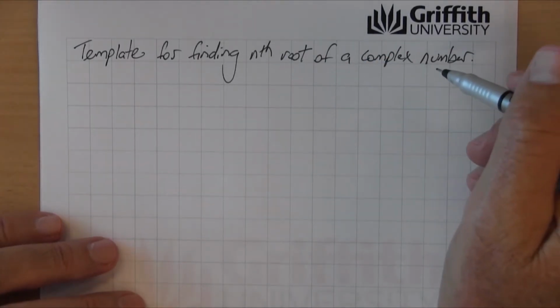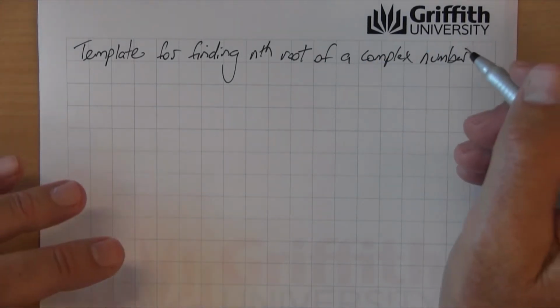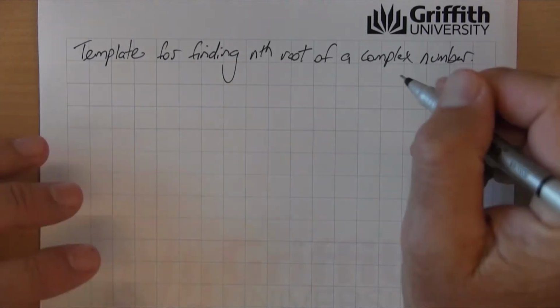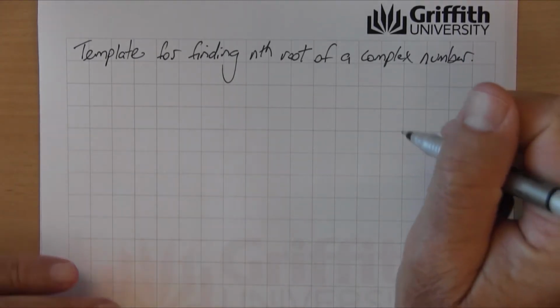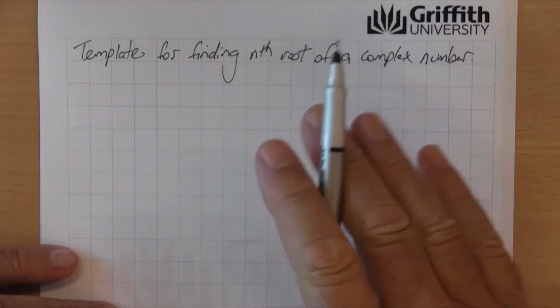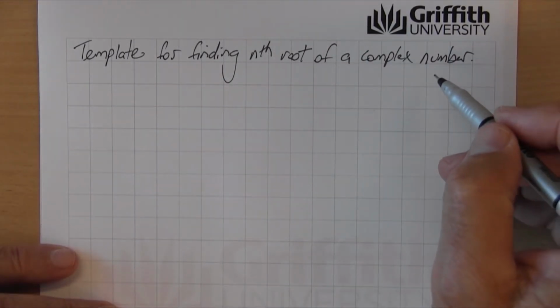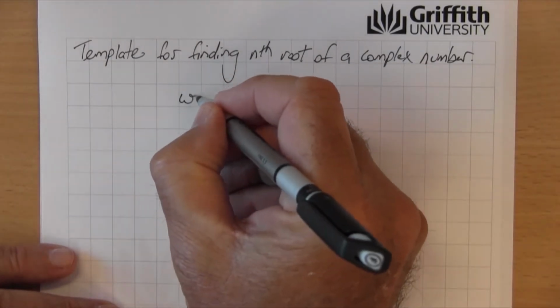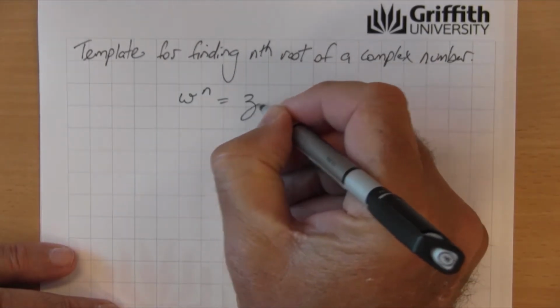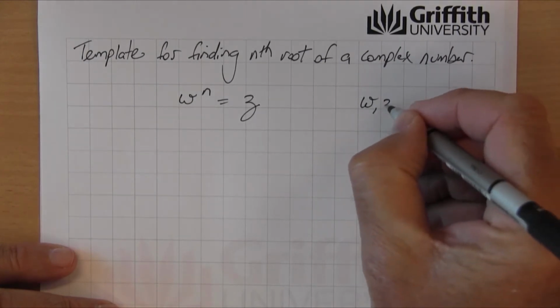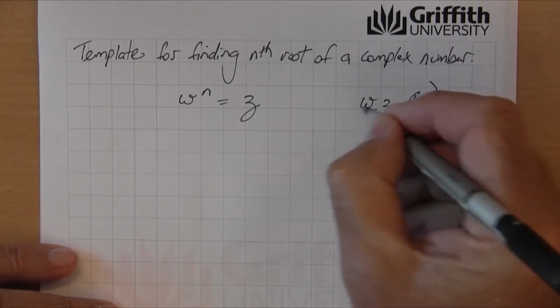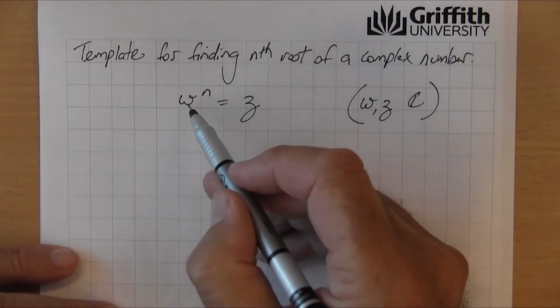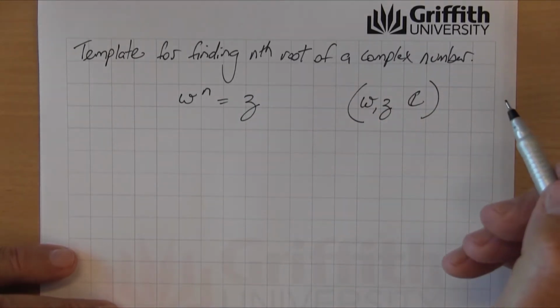I like to teach templates or just methods that you can throw over questions, and these will always work. So I'm going to talk about a template for finding the nth root of a complex number. So we've got w to the n is equal to z. Now w and z are both complex. So this is a complex number, this is a complex number.